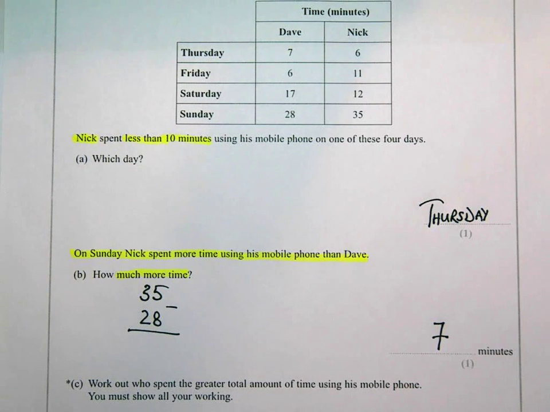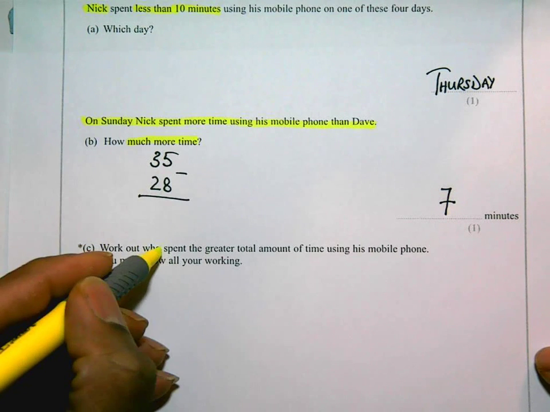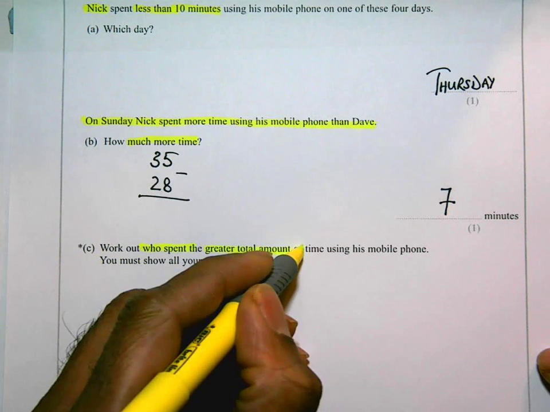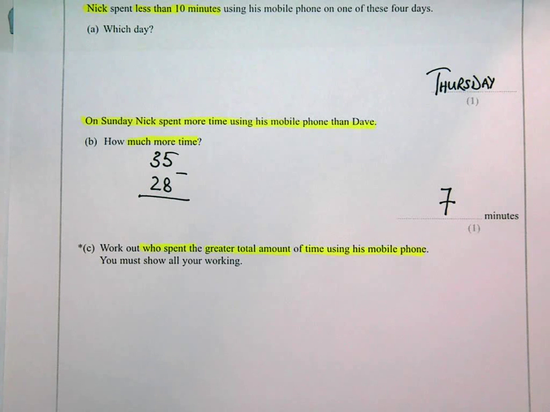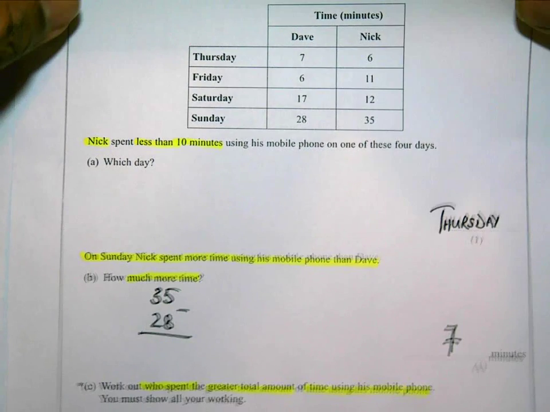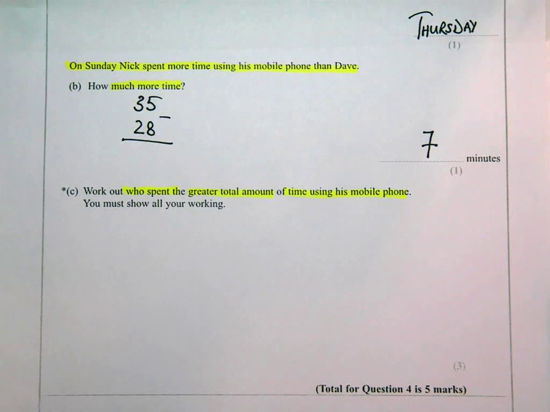Okay, so we're left with part C. In part C it says work out who spent the greater total amount of time using their mobile phone. So we need to find out who spent more time altogether. Now, given that this is the calculator paper, I could easily use my calculator to work this out. Now, actually, I'm going to go back to the question area, and I'm going to put clearly what I'm going to try to do.